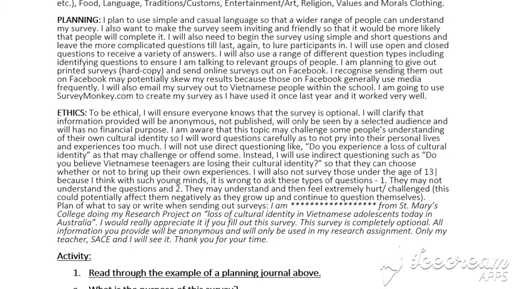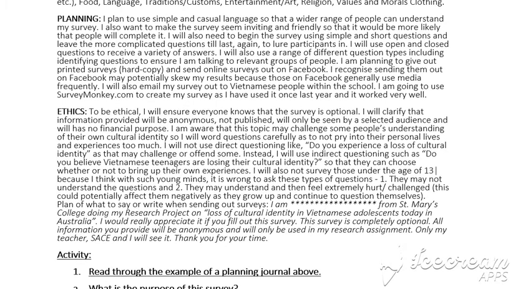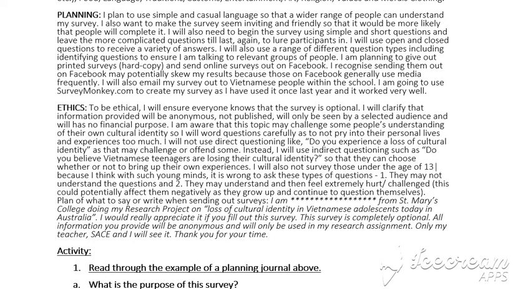So as you can see, step 1, read. Step 2 is to think about what was the purpose. What did this student want to find out? What is it that they are asking about? And we find out in the write-up here.